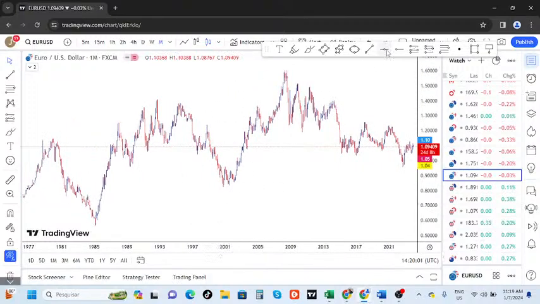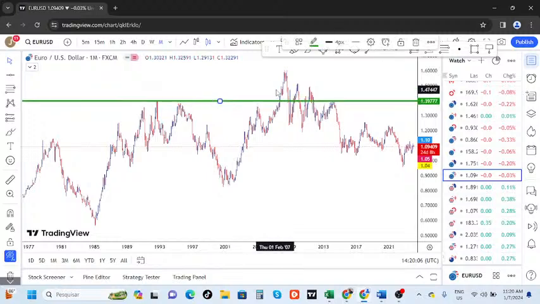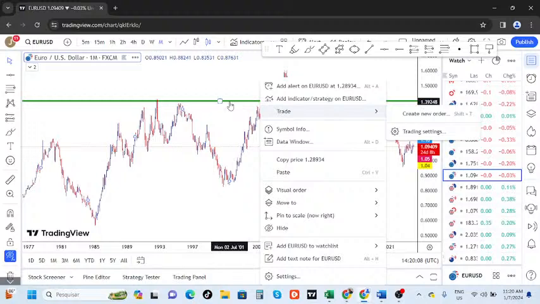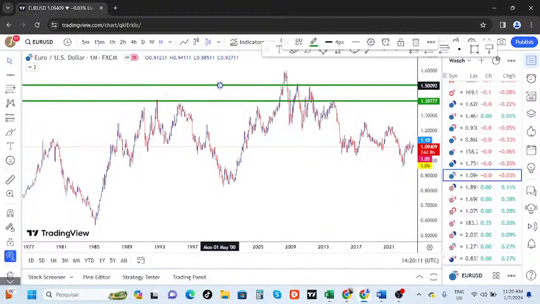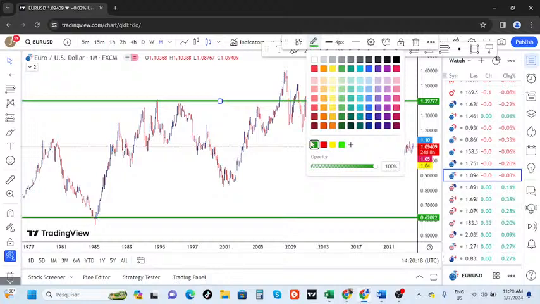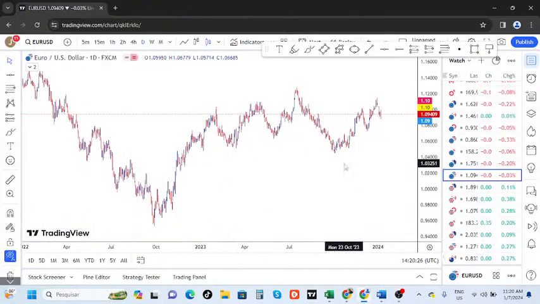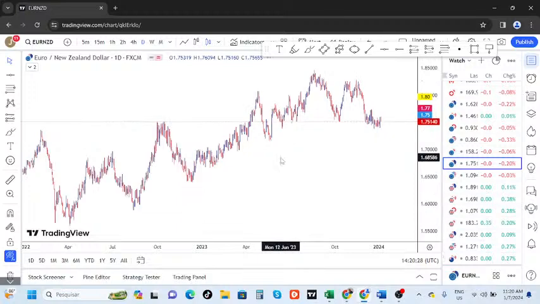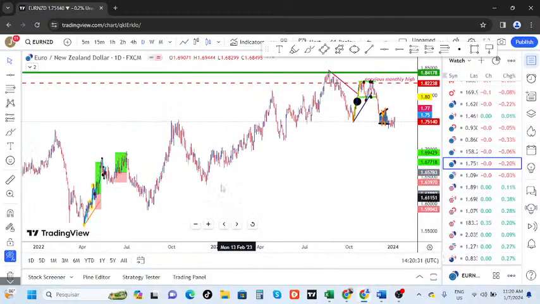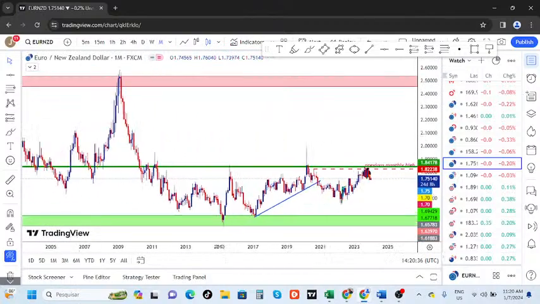So let me just make use of a line right here. This is the resistance level, and this is going to serve as a support area right here. I'm going to change this color to red. So that's the resistance. Long term, the market should go all the way to the downside. Oh, this is Euro USD, sorry. Yes, I have these support and resistance band areas on this one. So this is the Euro NZD.